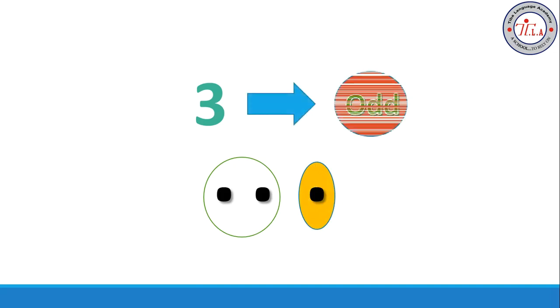Another one. Here we have number 3. Let's draw our dots. Here, 3 dots: 1, 2, 3. Let's make our circles. Here, first circle. Okay. Is there any dot left for us? Yes, there is one dot left. So, it's an odd number. Okay. Next one.